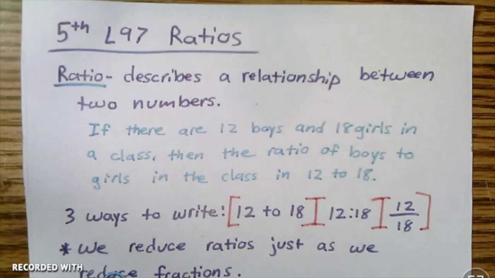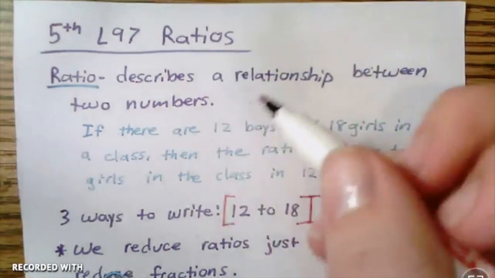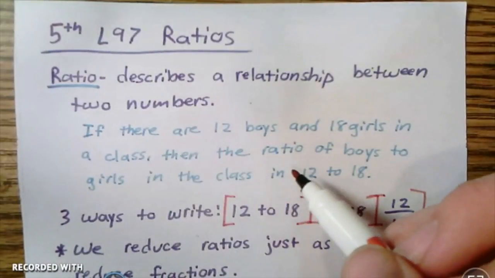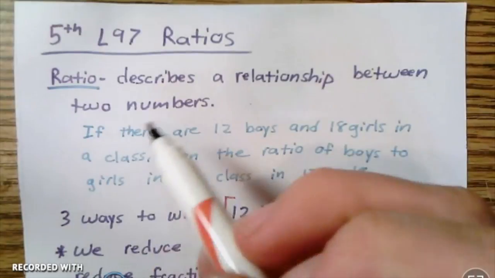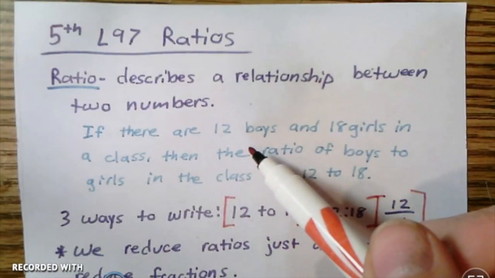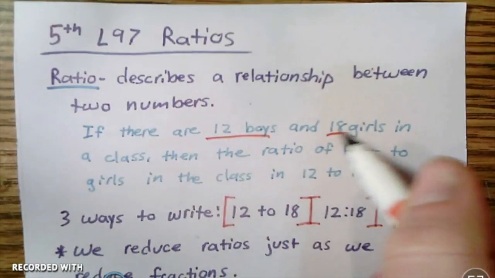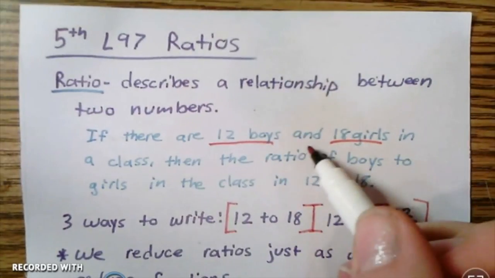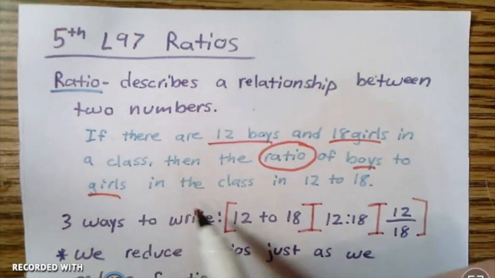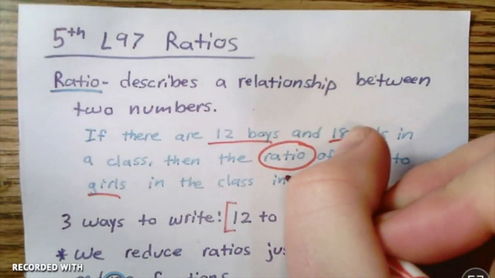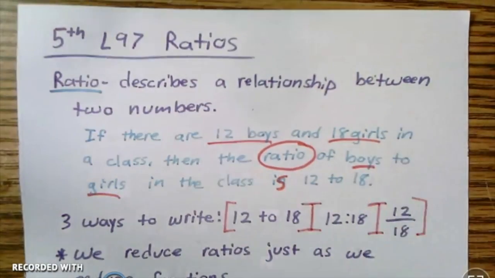Lesson 97 on ratios. A ratio describes a relationship between two numbers. I kind of feel like we've talked about ratios before, but maybe not. Maybe it was the sixth graders. If there are 12 boys and 18 girls in a class, then the ratio of boys to girls in the class is 12 to 18.